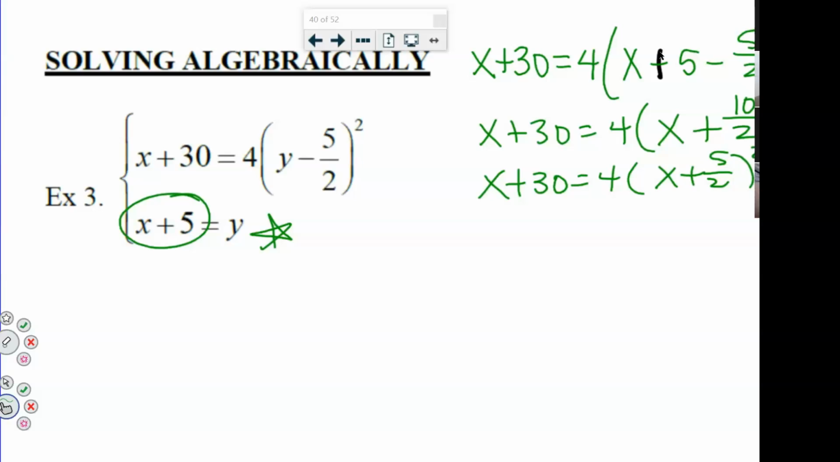Do you mean FOIL? Yeah, you guys have to expand. That's a perfect square trinomial. You have to FOIL that out. So you're going to do x times x, times 5 halves, another x times 5 halves, combine like terms, and then 5 halves times 5 halves. Then you're going to distribute the 4. Don't distribute until you FOIL.